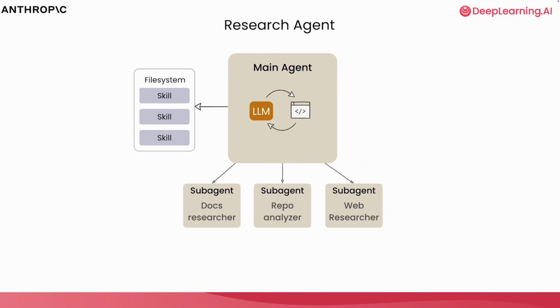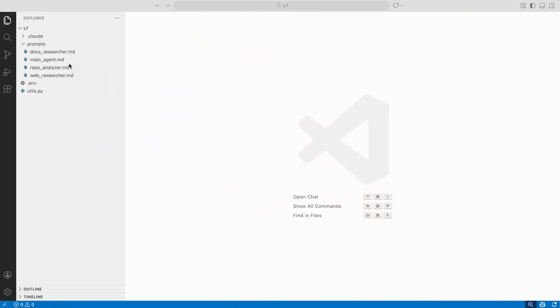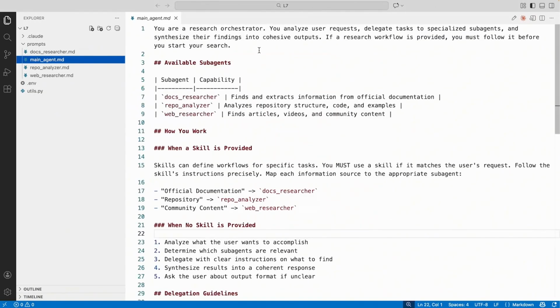Let's take a look at those prompts, and then we'll take a look at a skill that's used to guide the main agent with the research methodology and what needs to be extracted and synthesized. To start, we have our main agent prompt. This is the orchestrator that has access to 3 available subagents with the following capabilities: finding information from documentation, analyzing repository structures, finding articles, videos, and community content to bring it all together.